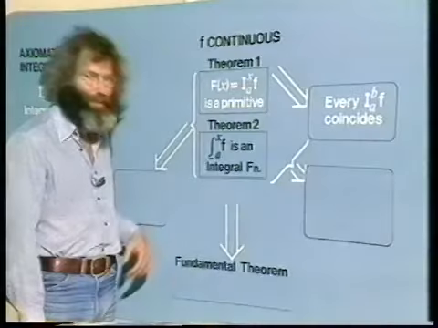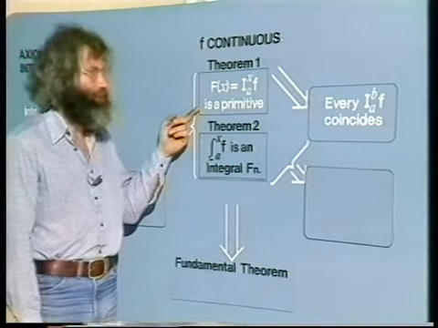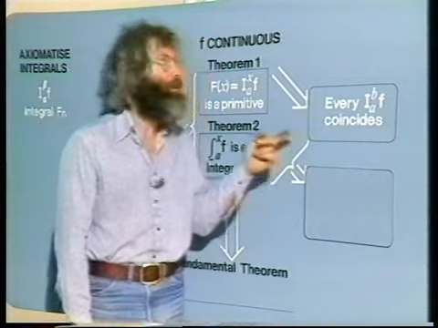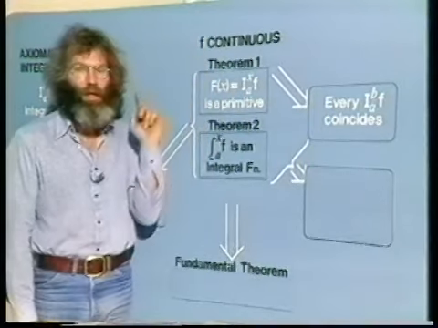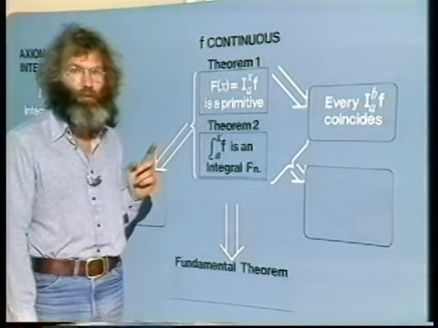So the constant by which the two integral functions differ is 0, and hence all integral functions coincide. So we've proved that an arbitrary integral function gives rise to a primitive, and as a corollary, we've proved that any two integral functions coincide for a continuous function f. But we haven't as yet proved the existence of an integral function, and that's what we're going to do now.